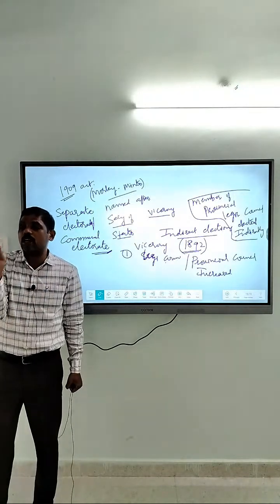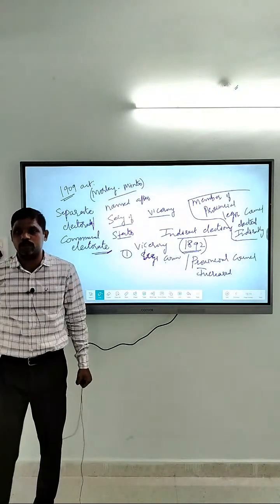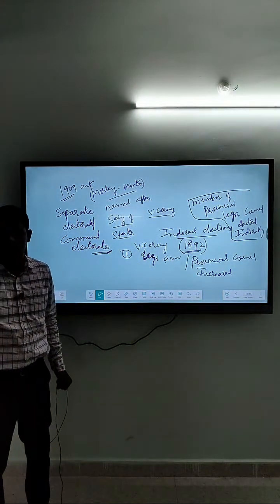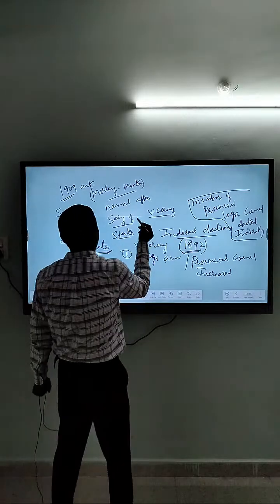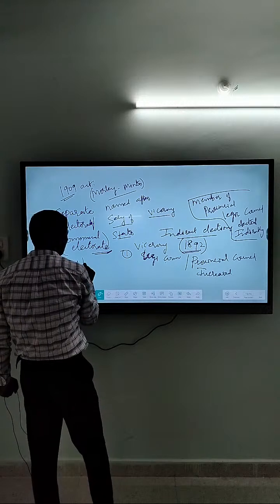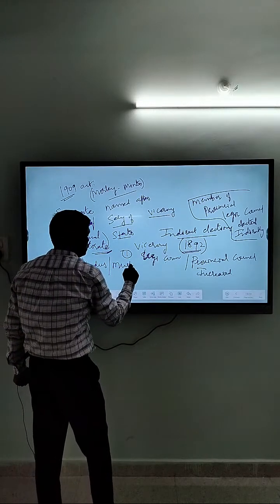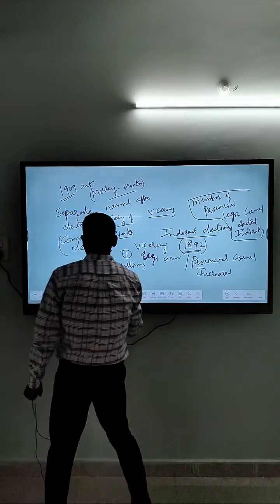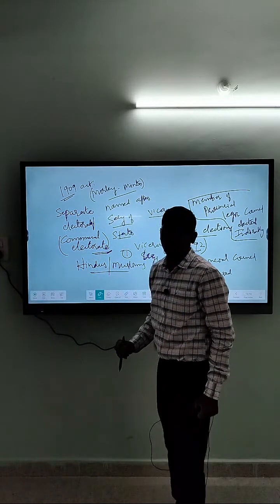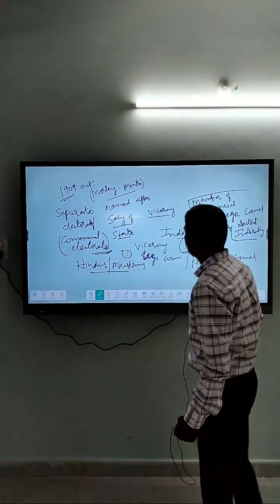So this separate electorate was given to caste Hindus and caste Muslims. That is, it is only given to Hindus and Muslims initially. So in 1909, this separate electorate was given to Hindus and Muslims. Am I clear? It was given to Hindus and Muslims. Right? So this is the point.